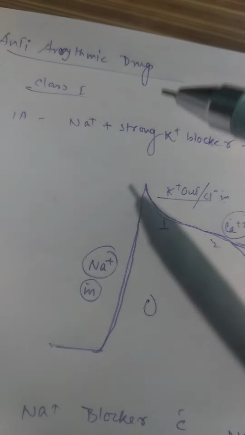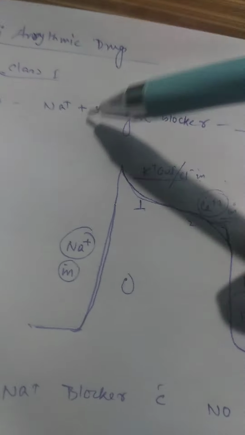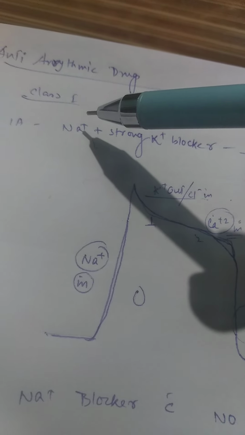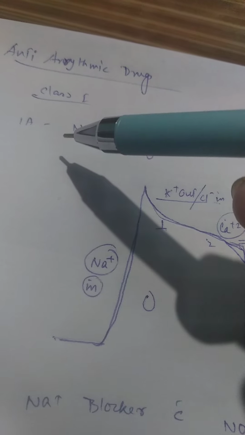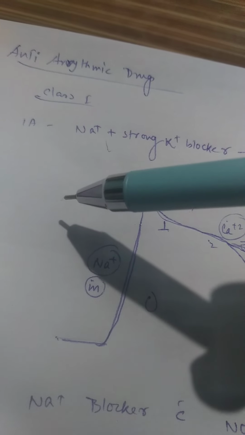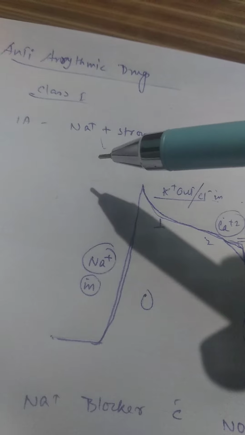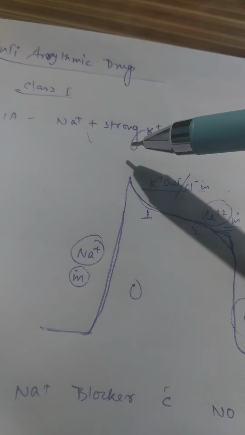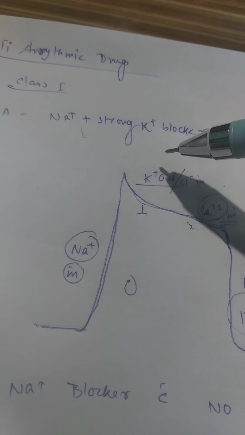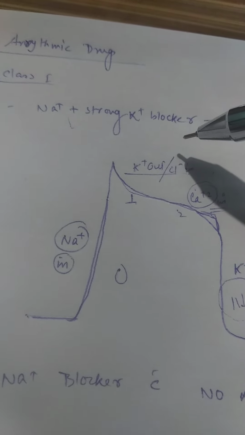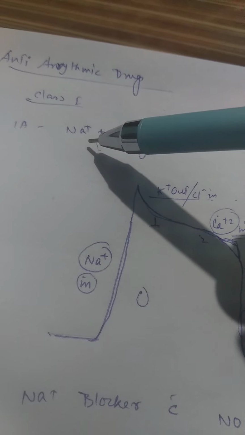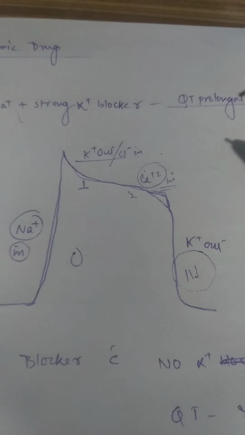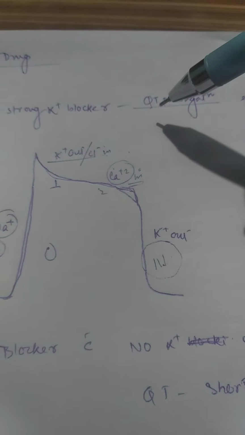First one, class 1 is mainly sodium channel blocker. You have to remember that class 1 is a sodium channel blocker, but class 1A, 1B, and 1C are divided in such a way that 1A has sodium channel blocking activity. At the same time, it is a potassium channel blocker also. Sodium channel blocking property and then potassium channel blocking property, and this is going to cause QT prolongation.